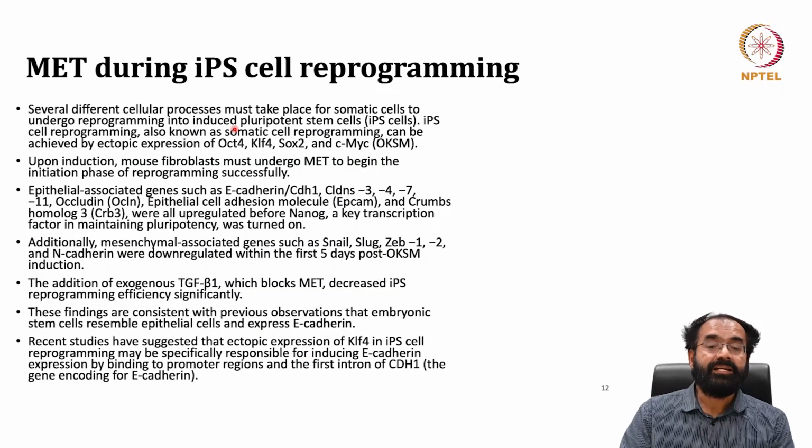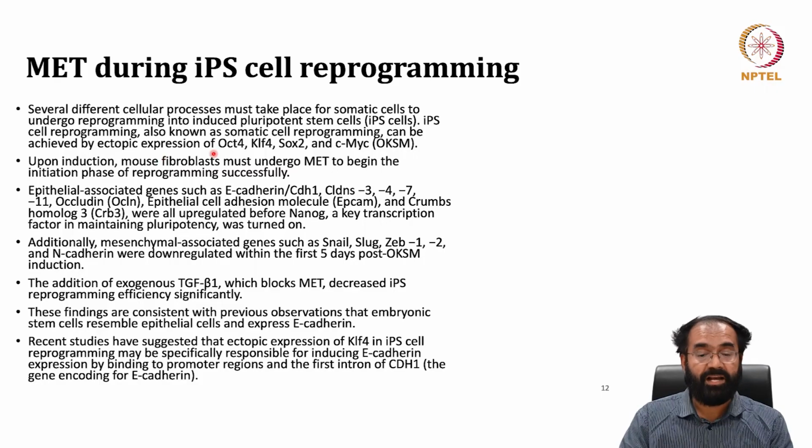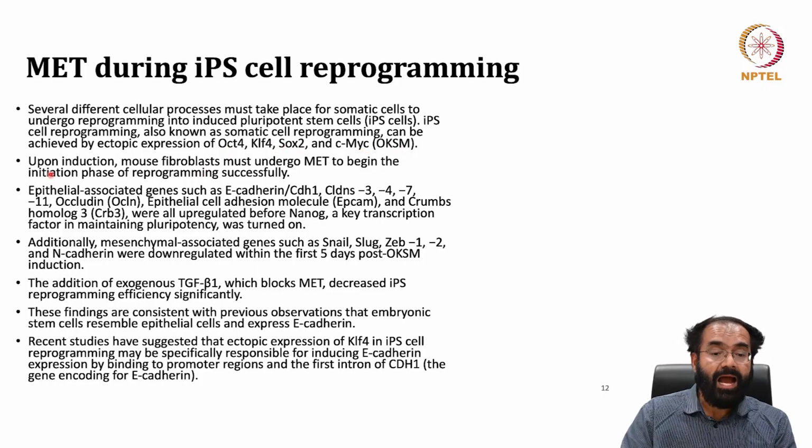Now, MET during iPS cell reprogramming. Several different cellular processes must take place for somatic cells to undergo reprogramming to induced pluripotent stem cells, or iPS cells. iPS cell reprogramming is also known as somatic cell reprogramming and can be achieved by ectopic expression of Yamanaka factors or OSKM, OKSM in short form, that is OCT4, KLF4, SOX2 and CMYC. Upon induction, mouse fibroblast must undergo MET to begin the initiation phase of the reprogramming successfully. That is, MET has to kickstart.